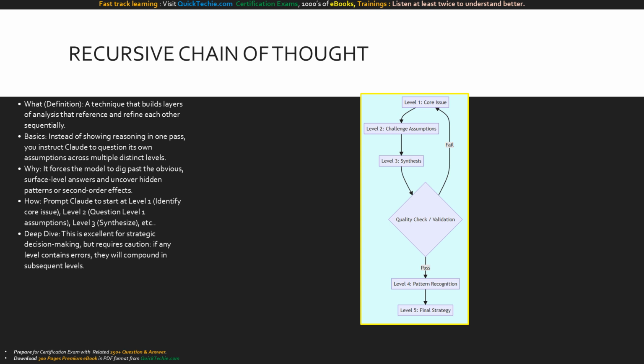We start at Level 1 with the core issue, which feeds into Level 2 where assumptions are aggressively challenged. Level 3 synthesizes this debate. But notice the critical diamond in the middle, the quality check. Before we allow the loop to proceed to deep pattern recognition in Level 4, we must validate the logic. If it fails, we loop back to Level 1. If it passes, we proceed safely to Level 5.